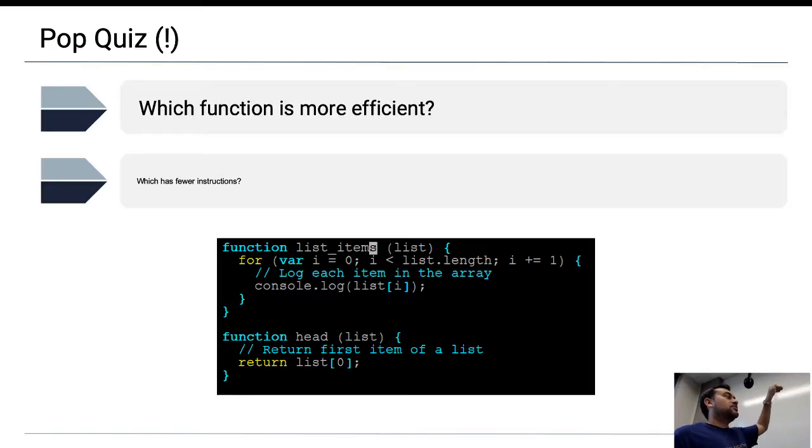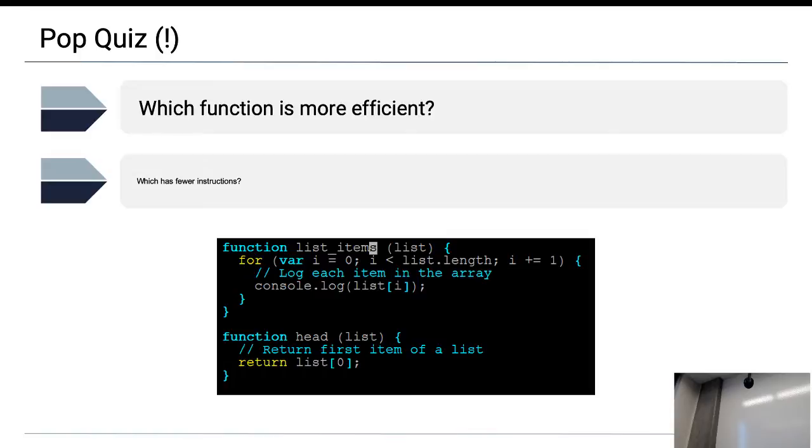What about the first one now? Remember what I said about the for loop? How many instructions are there? 1 plus length. That's the correct answer. I don't know what the length is, but whatever the length is, that's the number of instructions. Because it's going to start from 0 and go to length minus 1, whatever the length of the array is, and then it's going to console log these. So this means the number of instructions in the first function depends on the length of the array.